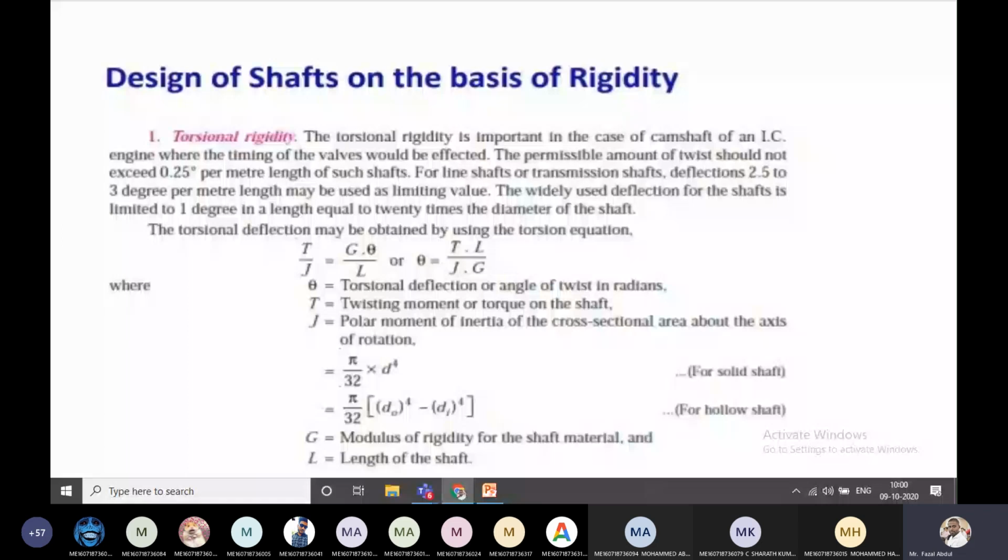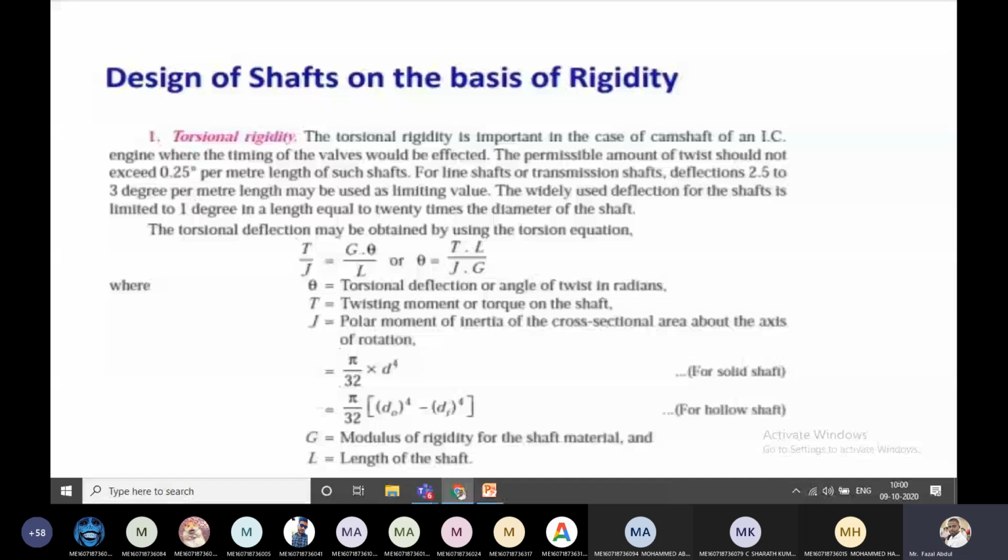The camshaft is rotated with the help of timing gears attached to the flywheel, and it is designed based on this torsional rigidity. For the camshaft, the theta value should not exceed 0.25 degree per meter length. Remember this value: for the camshaft, theta is 0.25 degrees.